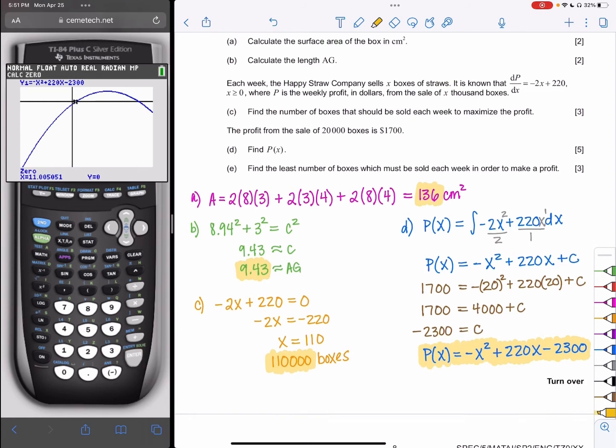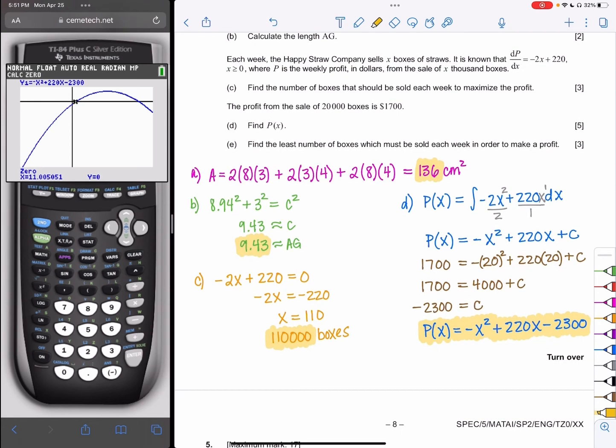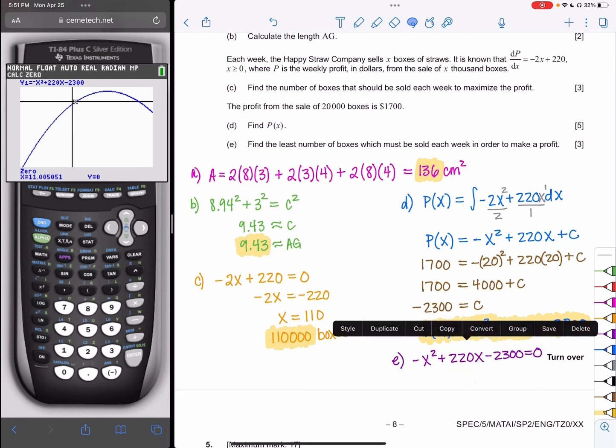And I end up seeing that when I set this equal to 0 for part E, I'm going to end up having negative x squared plus 220x minus 2,300 is equal to 0. So once I set it equal to 0, you have to understand that that is my x-intercept, which indicates that my profit is 0.